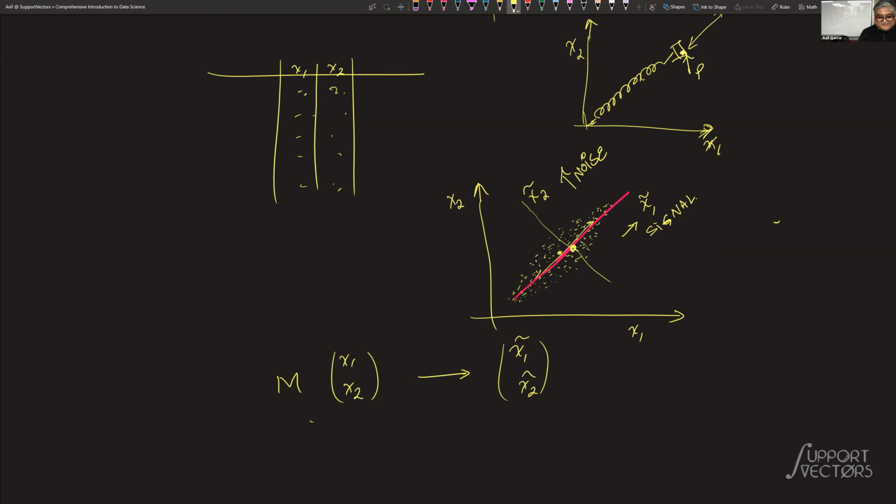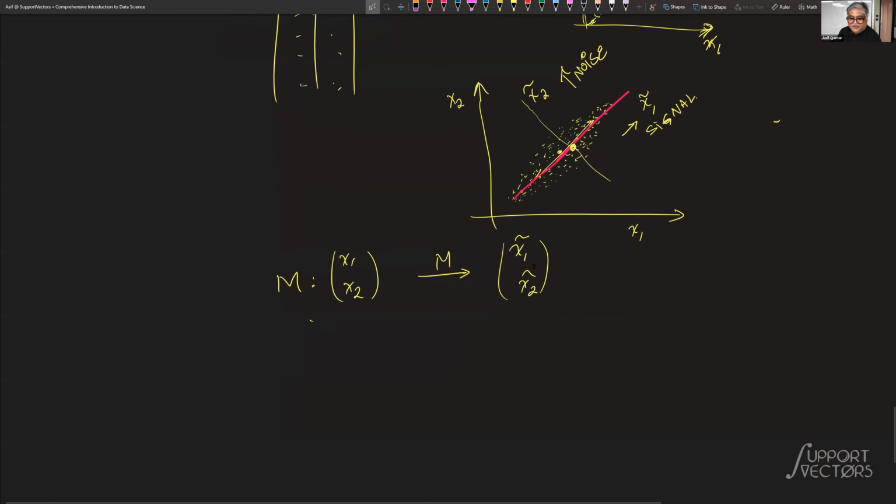What is that M transformation that will transform x1, x2 not to any other direction, but to that specific direction in which the signal and noise separate themselves? So let me explain this another way. When you look at this data, and again, let me put an envelope around it, this is your data. This data has a covariance matrix.